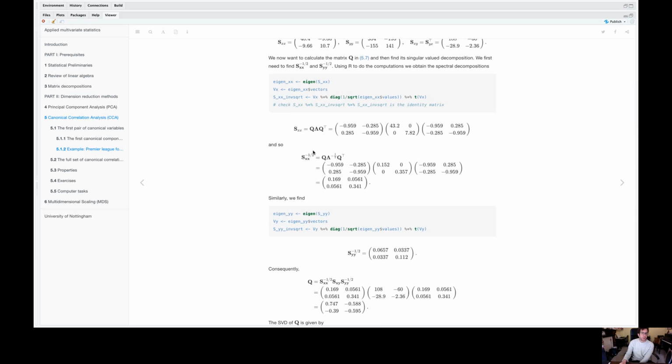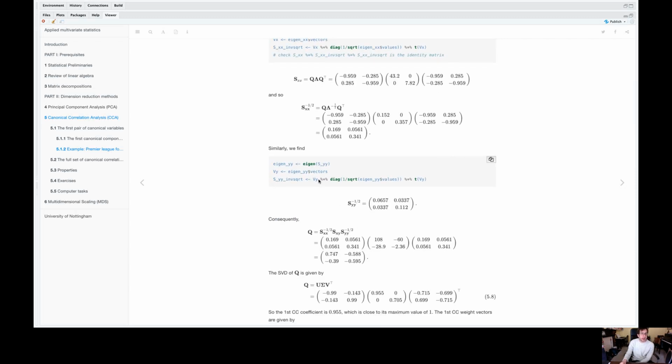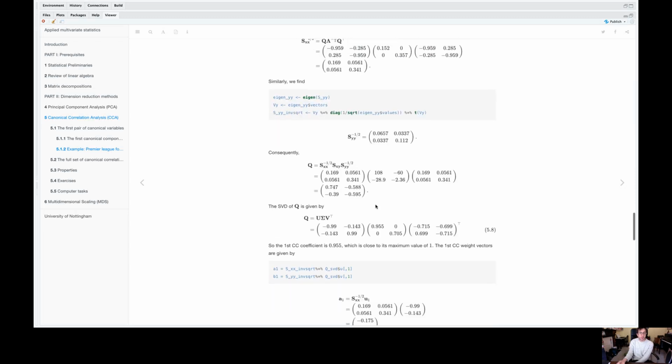So one way to work out the square root of the matrix is just to square root these eigenvalues. And the inverse square root is 1 over the square root of those eigenvalues. So we can work out SXX inverse square root quite easily by taking the eigenvectors we found times the diagonal matrix of 1 over the square root of the eigenvalues times the eigenvectors transposed. And that gives us this matrix here. Similarly, we can do the same thing for SYY to get the inverse square root of that matrix. If we put all this together, it gives us our Q matrix, which is this matrix just here.